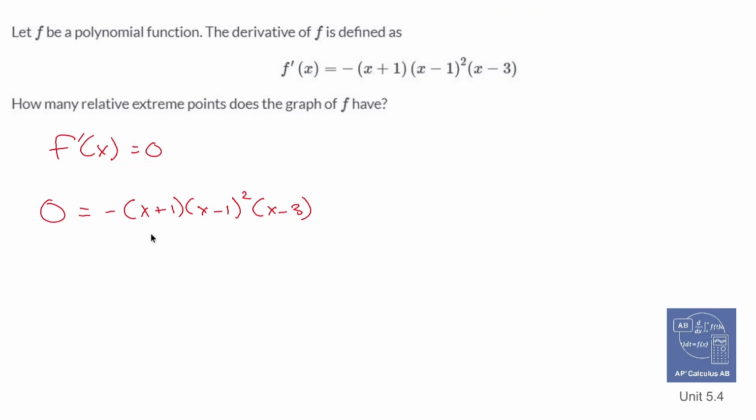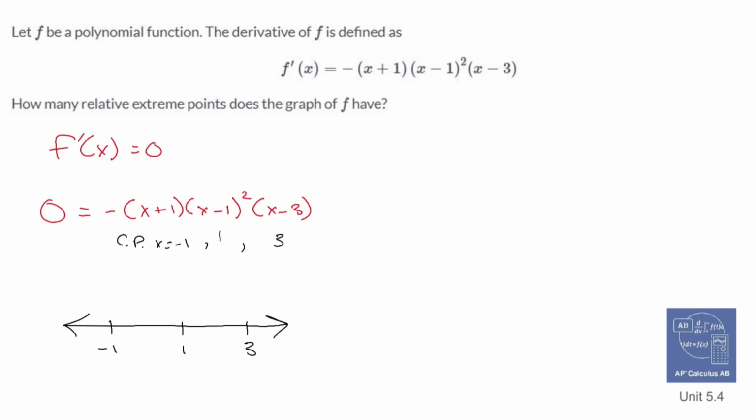My magic numbers here, according to the zero product property, are going to give me critical points at x equals negative 1, x equals positive 1, and x equals 3, exactly in that order. Now, 3 critical points does not mean I'm going to have 3 relative extrema. Okay, I have to graph. And again, that multiplicity of 2 is screaming my name. So I'm going to make a sign chart where I'm going to label negative 1, positive 1, and 3.